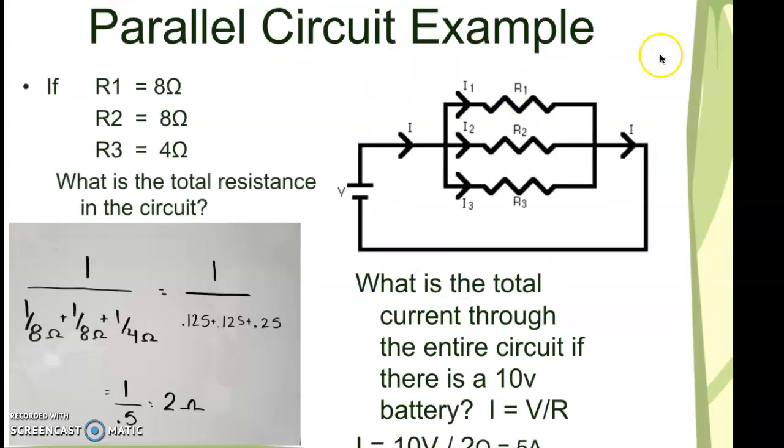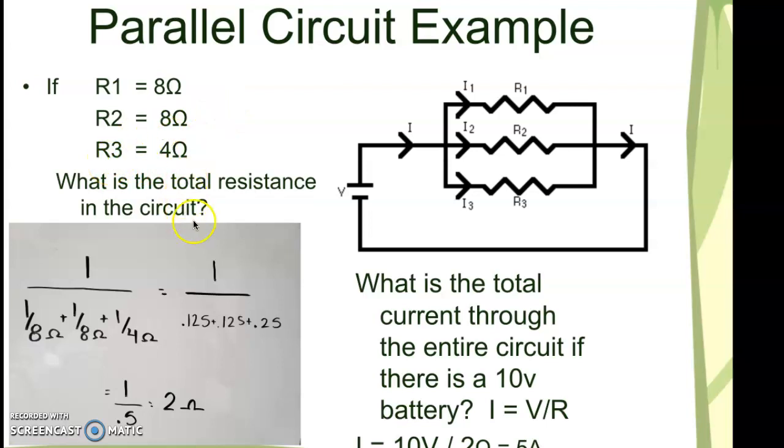So let's say this is our parallel circuit. Notice the picture is a lot different. We've got multiple paths for the electrons to flow through. And let's say resistor 3 has an issue, it malfunctions. The other two should work just fine and have current flowing through them. Let's say I gave you these values. Resistor 1, 8 ohms, resistor 2, another 8 ohms, and then resistor 3, 4 ohms.